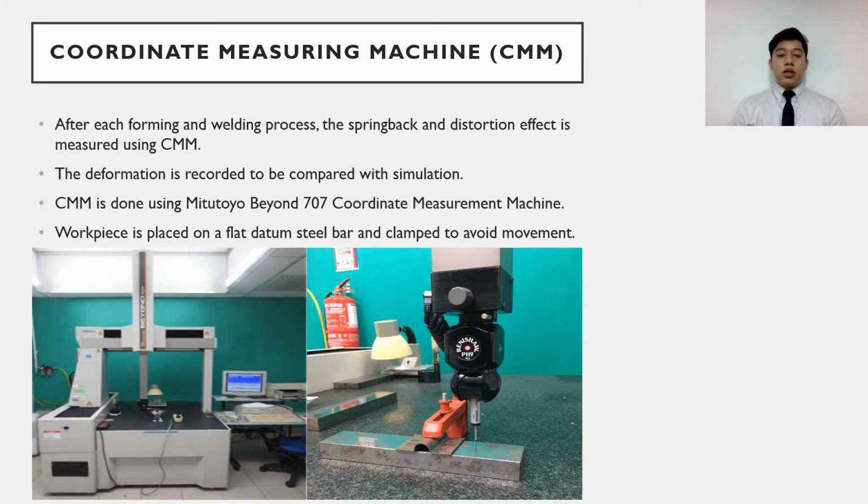So CMM is done using the Mitutoyo Beyond 707 model, and the workpiece is placed on a flat datum steel bar to ensure a really flat surface, and the workpiece is clamped to avoid any movement during the measurement process.